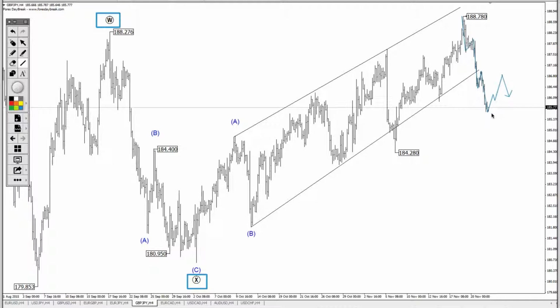So let's keep an eye on the pound pairs, pound yen, also pound dollar, euro pound. We already have a trade setup going on, but on these two other pound pairs, we can expect a lot more pound weakness in the coming weeks and months.